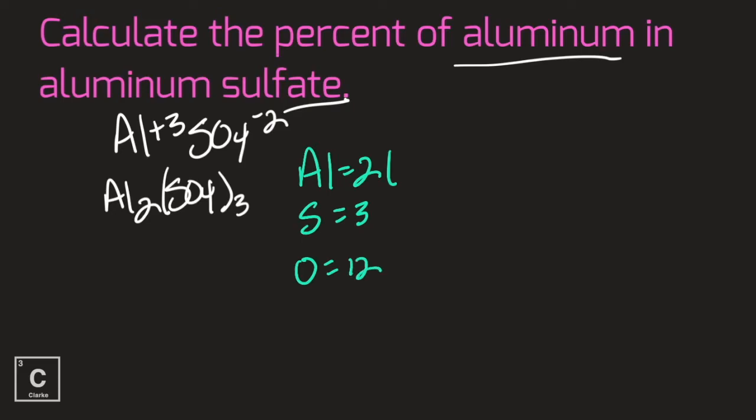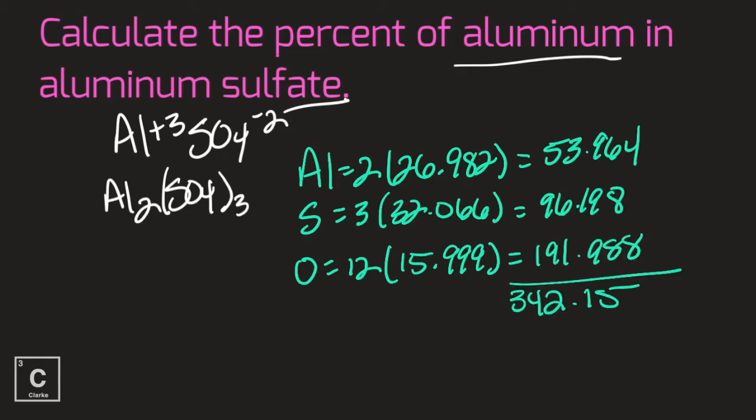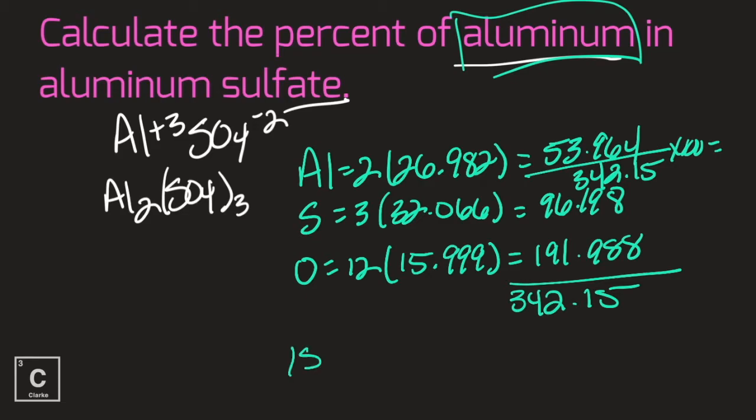On the periodic table, aluminum's molar mass is 26.982, sulfur 32.066, and then oxygen. Okay, I'm going to put this all in the calculator. I'll be back with the total. Okay, so I'm getting 342.15. Again, though, I only asked about aluminum. So aluminum's part, 53.964, divided by 342.15 times 100 to make it a percent. And I am getting aluminum's percent to be 15.8.